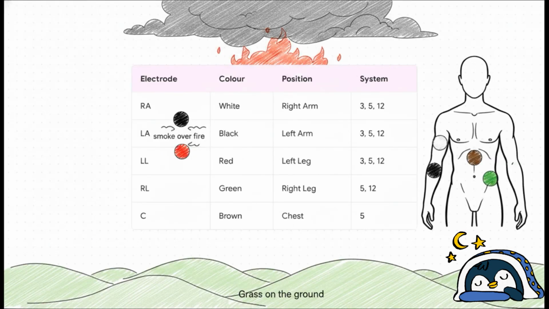Now, to lock these positions into your muscle memory, and trust me, this avoids fumbling with wires while a patient is sitting there waiting, classic color-coding mnemonics are an absolute lifesaver. Think white on right for the right arm. Then use smoke over fire, meaning you put the black left arm electrode directly over the red left leg electrode. Green is the grass on the ground, right? So that goes on the right leg as our ground lead. And finally, the brown electrode sits right in the central chest.